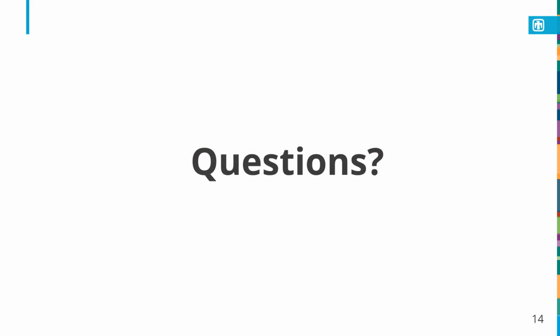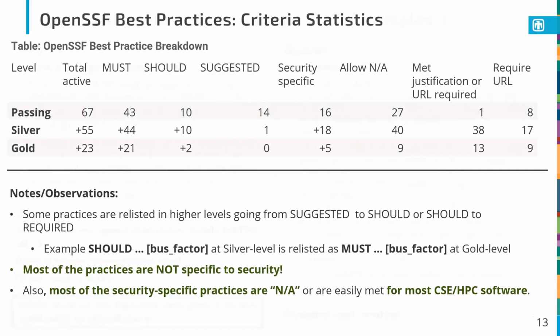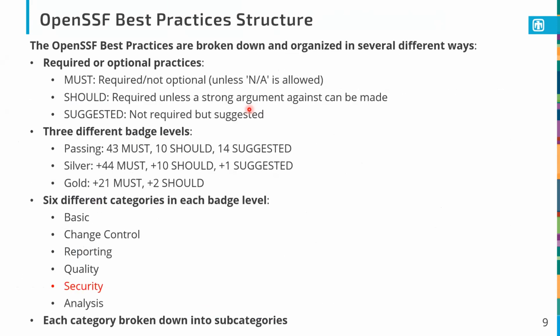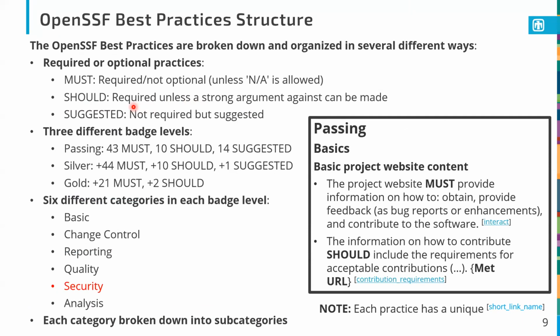Okay. And next one, can you clarify how should differs from suggested? Yeah, so a should is something that if you don't do it, you have to give a strong argument why you didn't do it. So you have to provide a justification. You've got to type in why your project didn't follow it. If it's suggested, a lot of times you can just hit not met without requiring a justification. So the idea was that the practices that are should and not met would be reviewed by people with greater scrutiny than those that are just suggested. So does that answer your question?